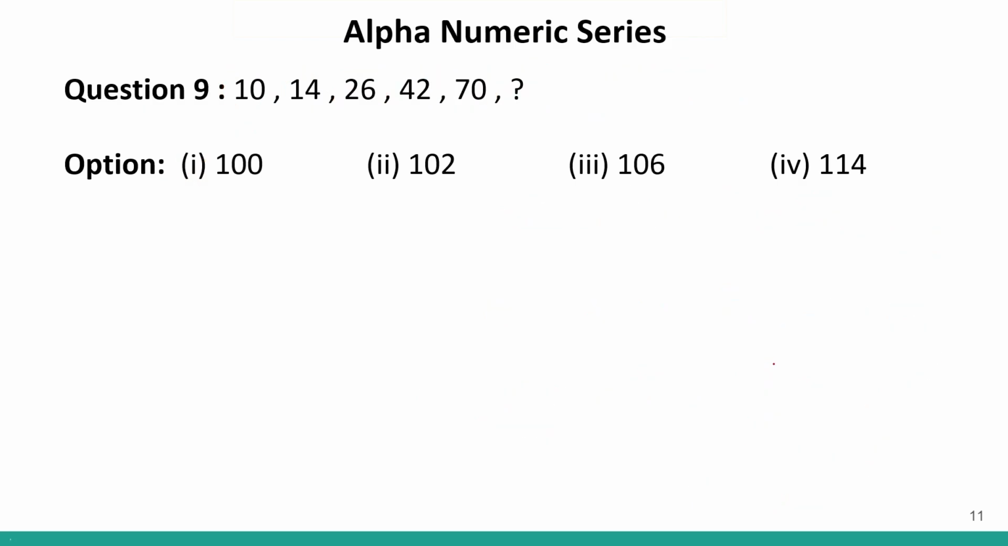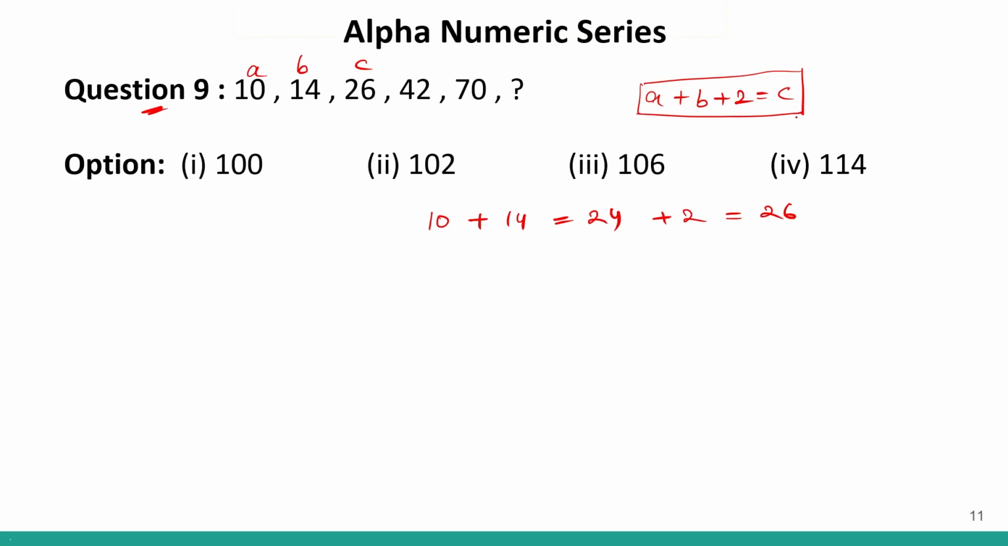Moving on to question number 9. We have 10, 14, 26, 42 and 70. Here I can see 10 and 14, then 26, then 42, then 70. If I take 10 plus 14, A plus B, this will be 24, correct? And if I add 2 to it, I'll get 26. So basically A plus B plus 2 is giving me C. What are A, B, C? They are basically 3 consecutive terms.